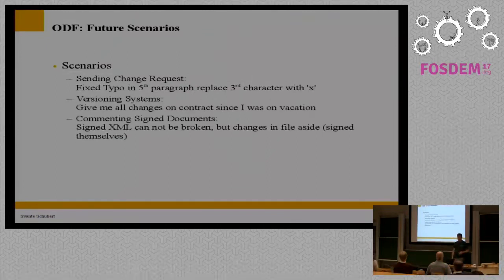So what scenarios do we have in mind? As I said, I can do it like in GitHub, I clone the document, or there's a read-only document, and I say, oh, by the way, there's a typo. You'd like to fix it. I only send this small change. Or say you have a contract and you return only the change, not the full contract with some kind of hidden changes I'm not aware of. You can exchange no longer only documents, but changes. This is very powerful. And also a versioning system, like give me all the changes since I was on vacation.